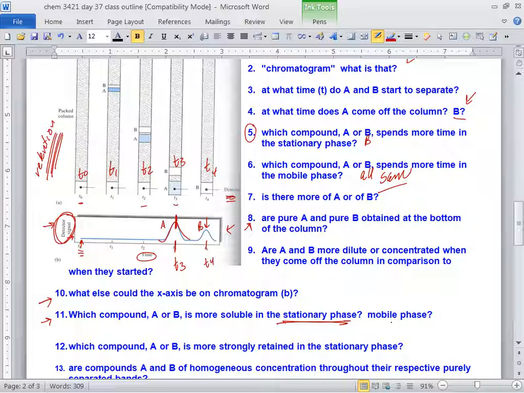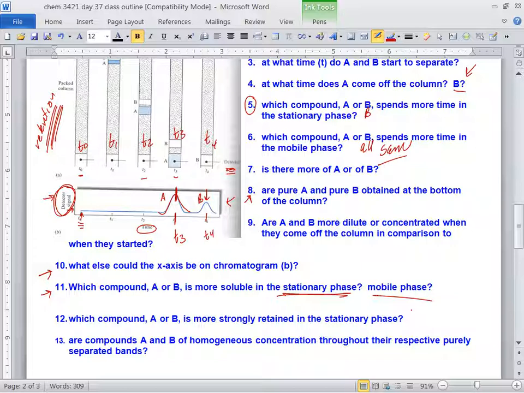How about the mobile phase? Which compound, A or B, is more soluble in the mobile phase? It's kind of a trick question. Remember we said that we really don't care, because chromatography is going to work as long as they're both somewhat soluble. You just know that they're both soluble because they both moved. So you have no idea which one's more soluble in the mobile phase, nor do you really care. They just got to be somewhat soluble. Another way of saying the same thing, kind of, is which compound, A or B, is more strongly retained in the stationary phase? B. Yeah, it's another way of saying the same thing.